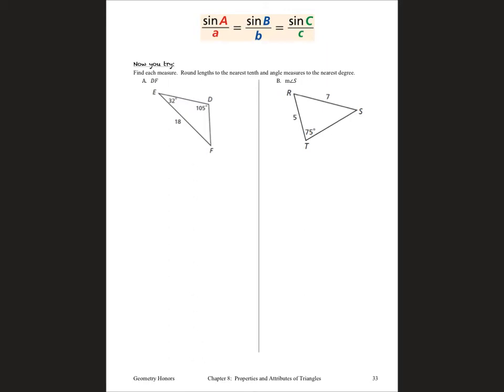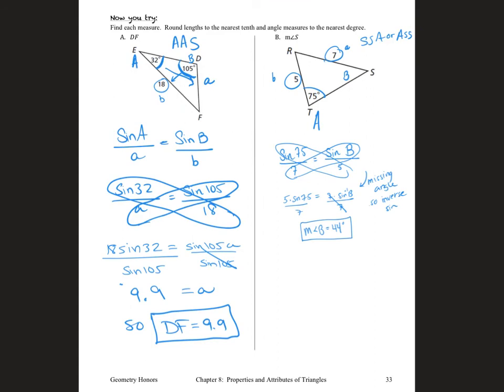Okay, pause the video for this part, try the "Now You Try," and hit play when you're ready to see the answers. So I got DF is 9.9 and measure of angle B is 44 degrees.